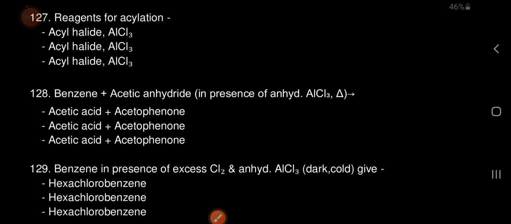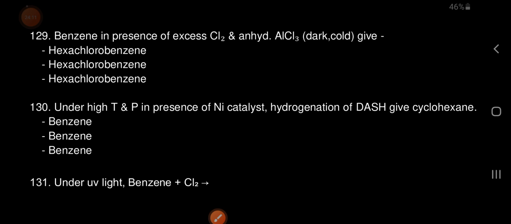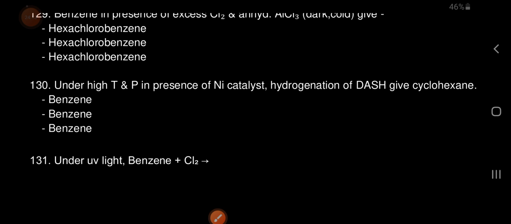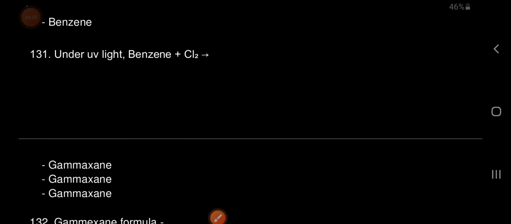Benzene in presence of excess Cl2 and anhydrous AlCl3 in dark and cold gives hexachlorobenzene. Under high temperature and pressure with nickel catalyst, hydrogenation of benzene gives cyclohexane. Under UV light, benzene plus Cl2 gives gammexane.